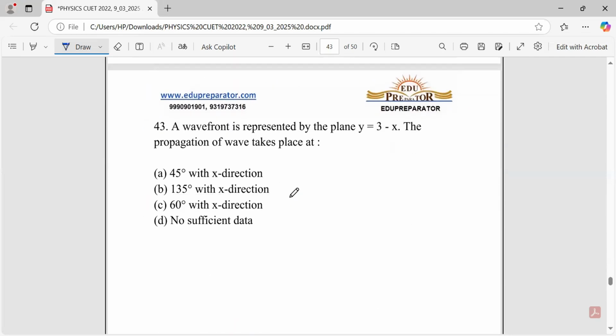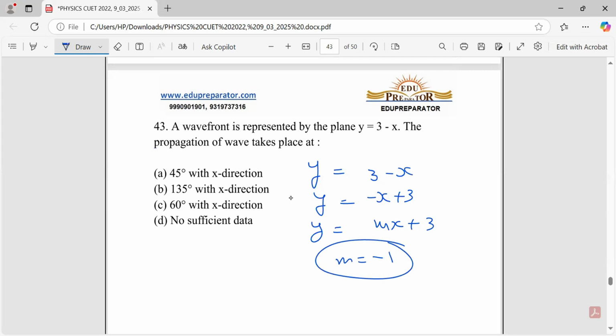43. Now this 43 question, but please keep this point in mind, it involves bit of maths also. So y is equal to 3 minus x. So y is equal to minus x plus 3. We know the straight line equation, y is equal to mx plus 3. So if we equate, we get slope of the wavefront is minus 1. But the question is propagation of wave.